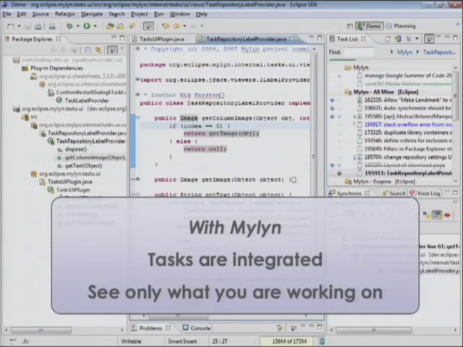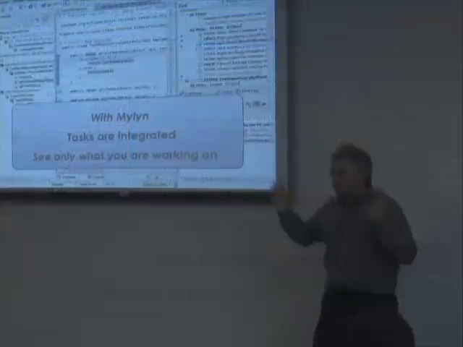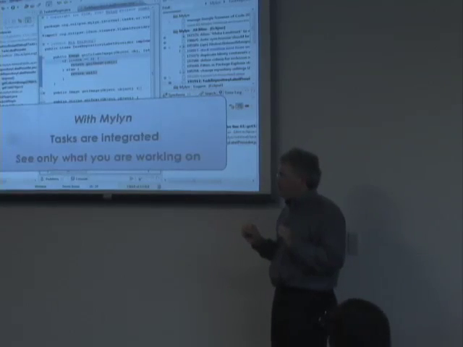So tasks are now integrated into the IDE, and it filters the IDE down to the exact task, the context of the task that you're working on. So over here, we have a list of tasks. And notice that this Navigator Project Explorer over here is now filtered down to just the things that are relevant for that particular task. And all the views inside Eclipse are filtered down to the things that are relevant for that particular task.